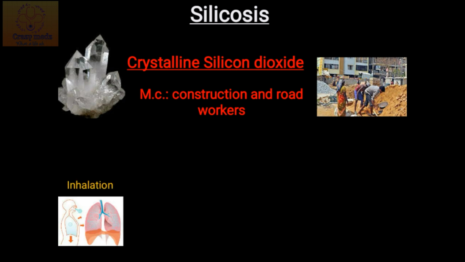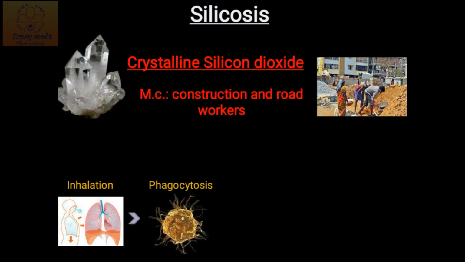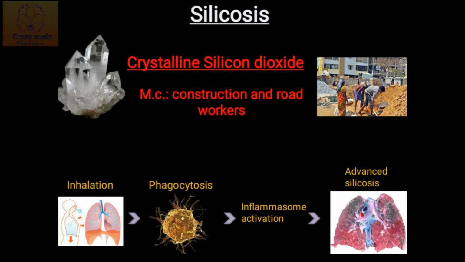The pathogenesis is as follows: after inhalation of the silica particles, they are phagocytosed by macrophages, and the phagocytosed particles cause activation of the inflammasome, which leads to the release of inflammatory mediators, particularly interleukin 1 and 18. These inflammatory mediators cause inflammation, which leads to fibrosis. Therefore, it results in advanced silicosis. Silicosis most commonly affects the upper zones of the lung. It may also involve hilar lymph nodes. Histological examination reveals a central area of whorled collagen fibers with a more peripheral zone of dust-laden macrophages.